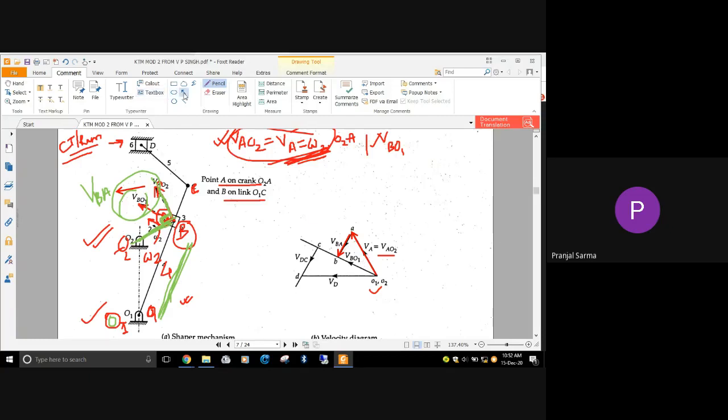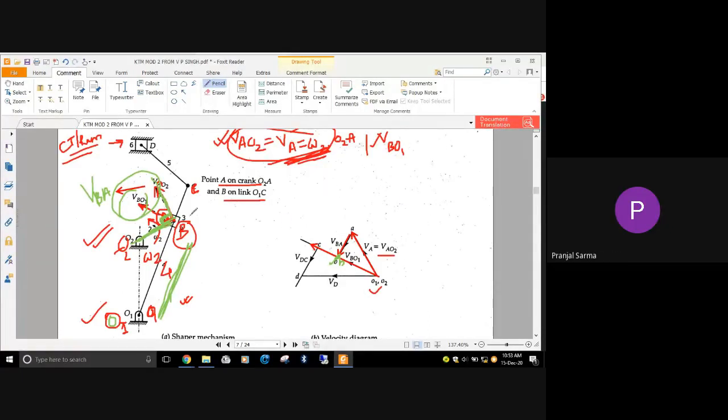So if we draw, starting from here, this way, at this particular point they are going to intersect, and that is nothing but the small p point. Understood? Wherever they intersect, that is the p point. Now point B is located. Okay, understood? Up to this step, let me know. Yes, sir.